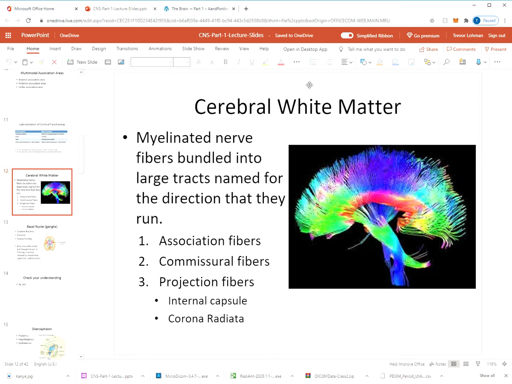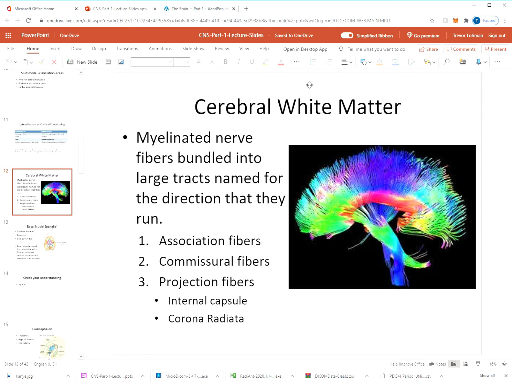Number 1, this group of axons are called association fibers. These are axons that run from one gyrus to another within the same hemisphere. And the name makes sense, association, because an axon that connects the primary somatosensory cortex to the somatosensory association cortex, that's going to be called an association fiber because that's one gyrus to another within the same hemisphere.